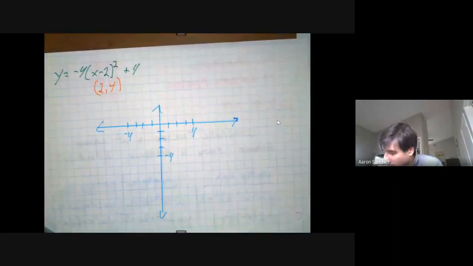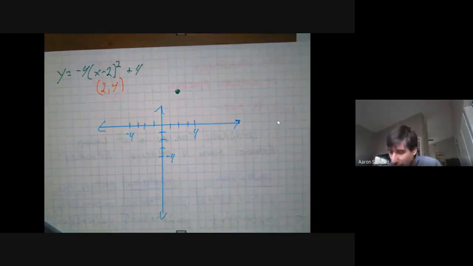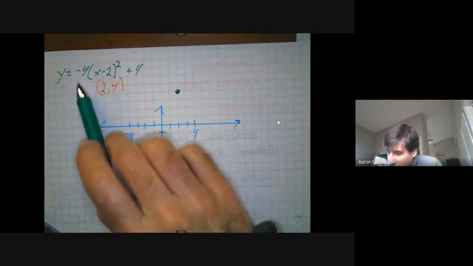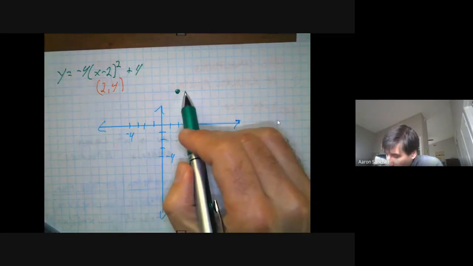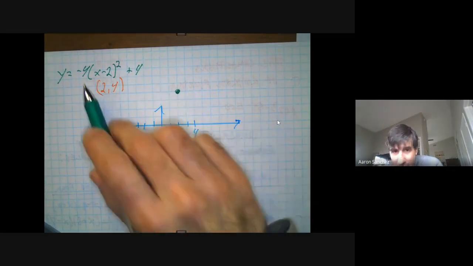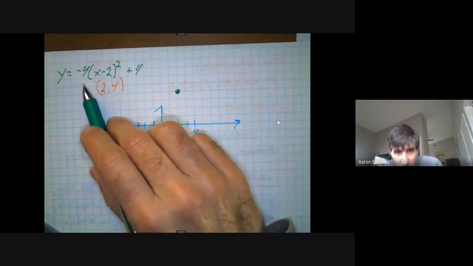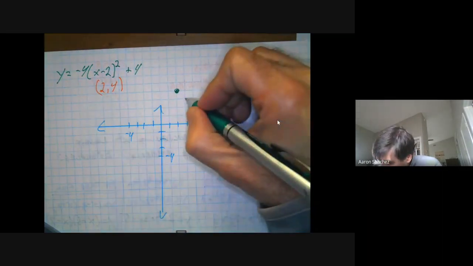That's my vertex. So let's go over 1, 2, up 4. 1, 2, 3, 4. Okay. There's my vertex 2, 4. Remember, it's the opposite of this. So now this is a negative. So it means we go upside down. Since they're going up, over 1, up 1, I go over 1, and then I multiply it by -4. So instead of going up 1, I go down 4. 1, 2, 3, 4.